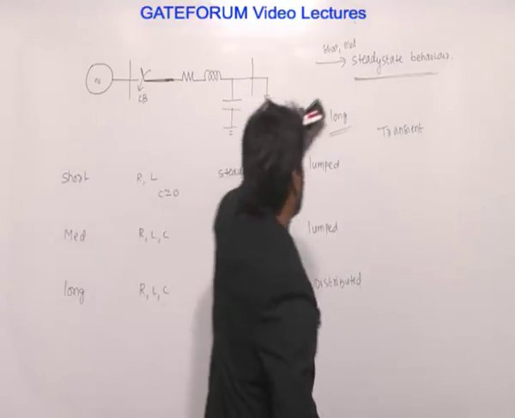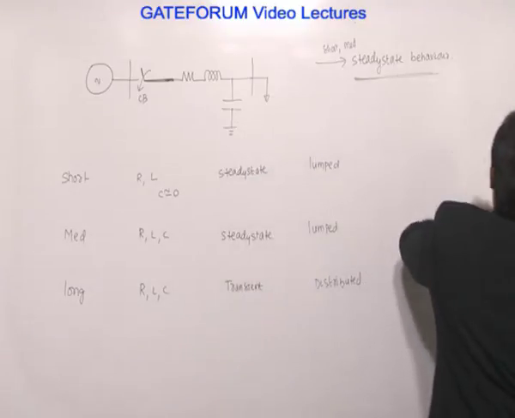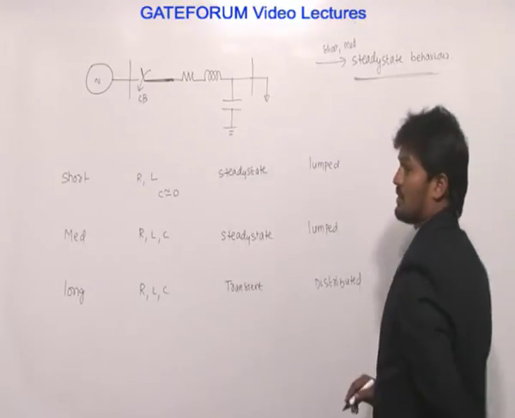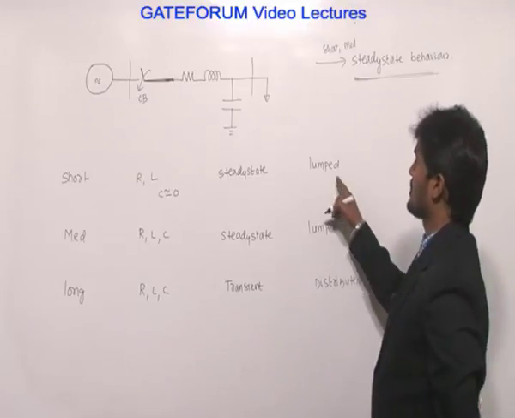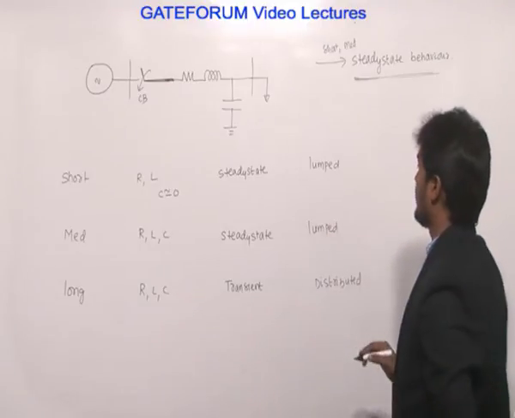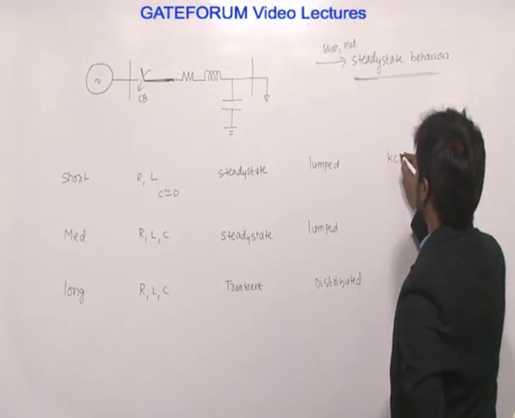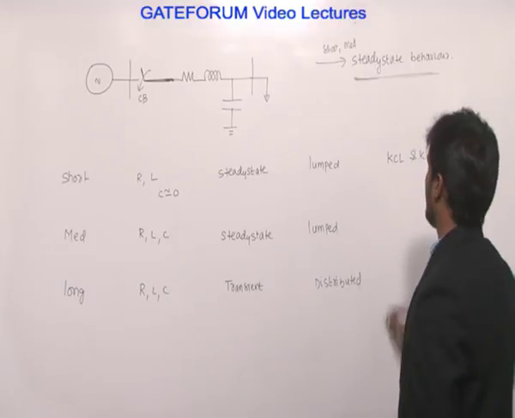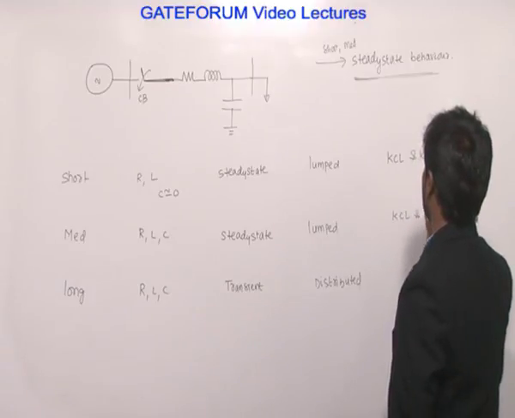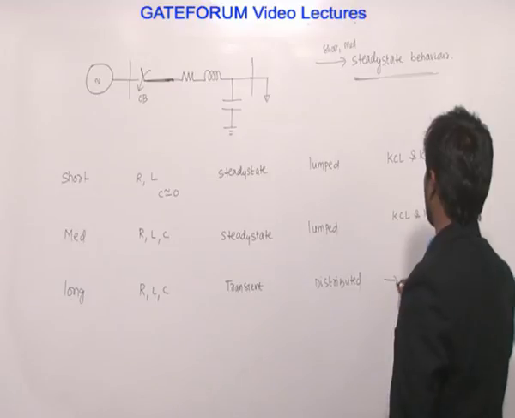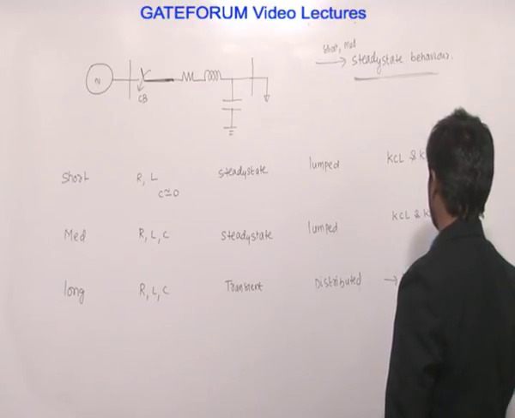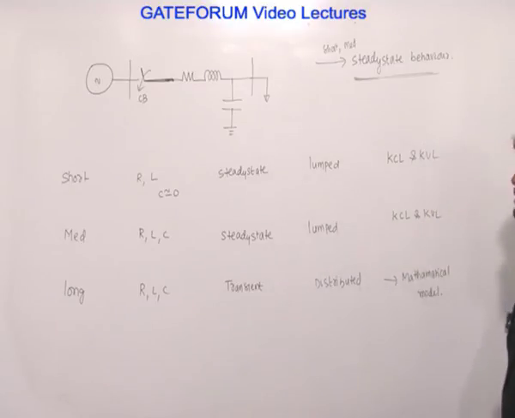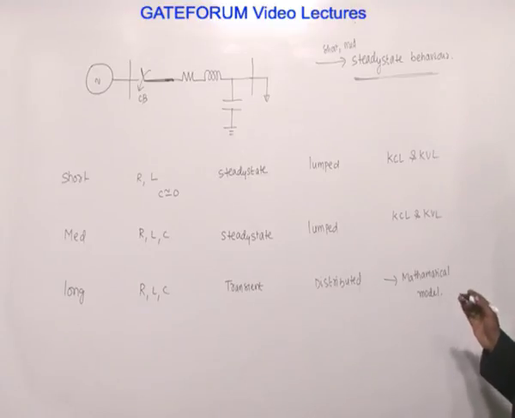As a long transmission line shows transient behavior, we have to use distributed elements. That means R, L, C are physically combined, whereas in lumped parameters R, L, C are physically separated. For lumped parameters we are using KCL and KVL. For distributed parameters we are using a mathematical model. Right? This is the small understanding of short, medium, and long lines.